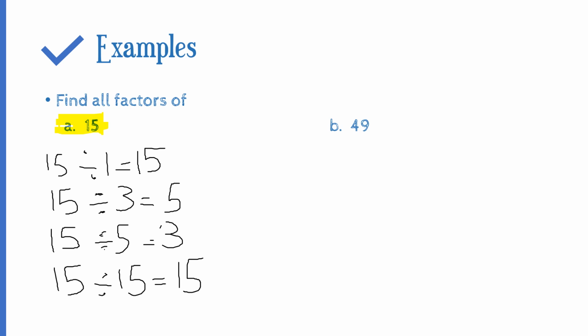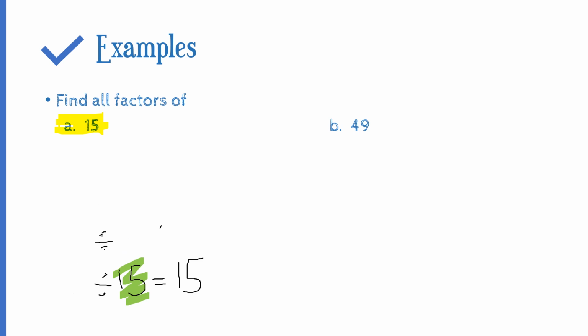So what are the factors of 15? Factors of 15 are 1, 3, 5 and 15. This is one way of checking factors, but there is also another way of seeing factors. Let's do that one also.